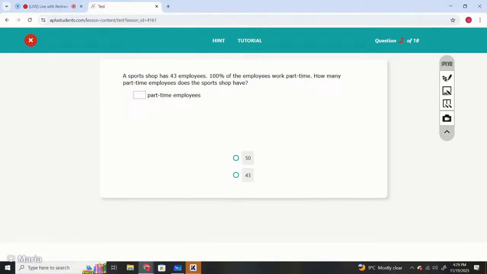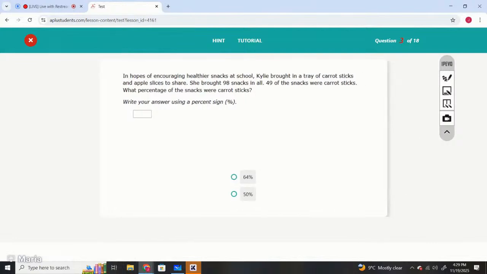A sports shop has 43 employees. 100% of the employees work part time. How many part time employees does the sports shop have? So 100% of 43 is 100%. 100% of a number is the entire number. So the correct option is 43.